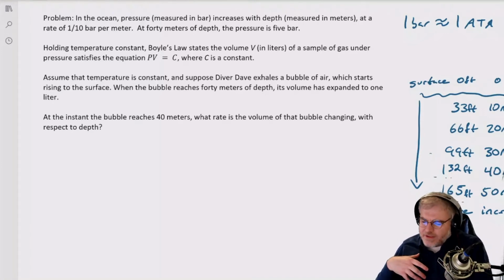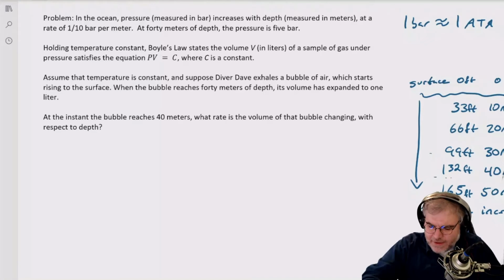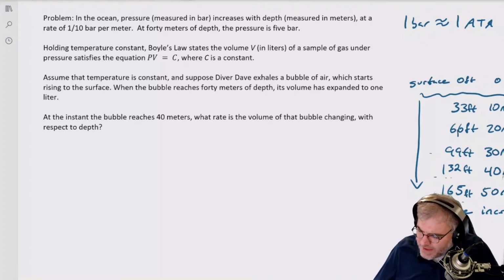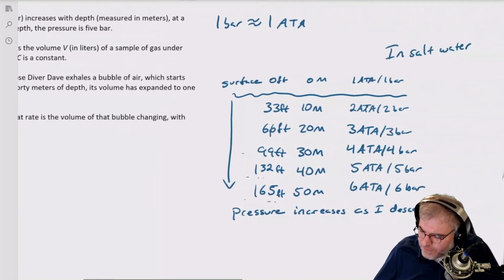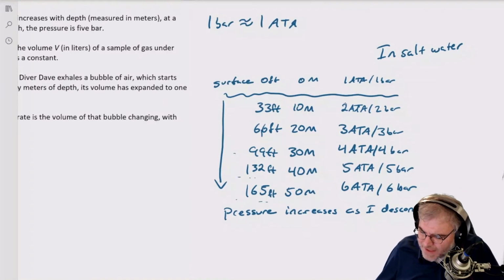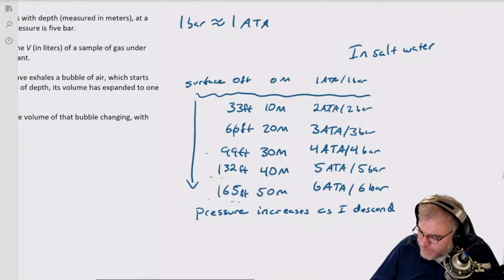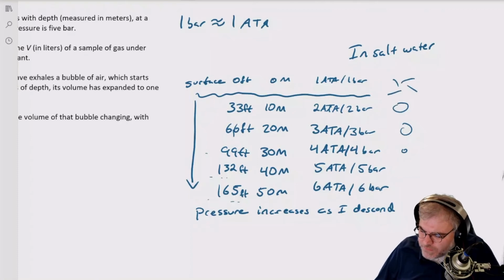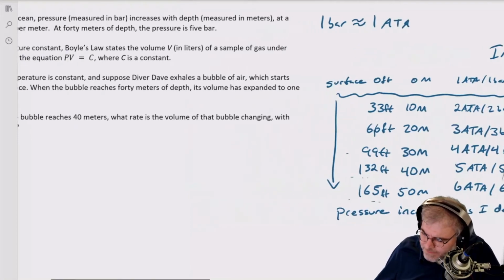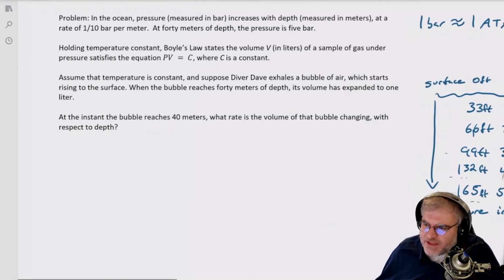So if your lungs are filled with air and you hold your breath at 99 feet and you suddenly go up, the volume is going to expand 4 times. So if your lungs are filled with air, boom. Your lungs will explode when you get to the surface. It's not a very pleasant thing to happen.